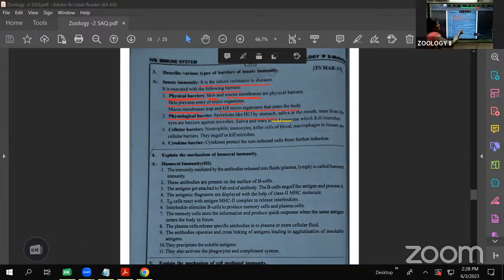Next, HCl is present inside of the stomach, and saliva in the mouth, and the tears of the eye. Three are there. What are they? I'm writing here. See, the physiological barriers. These three act as physiological barriers.